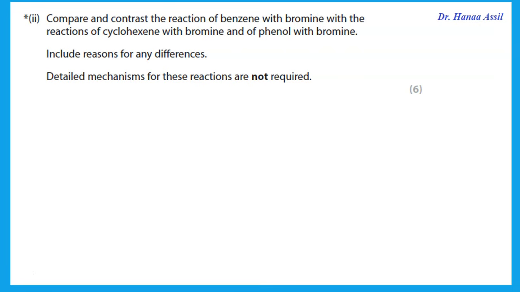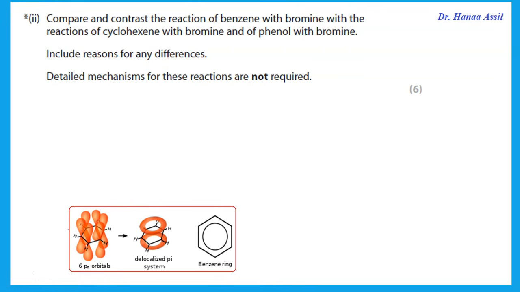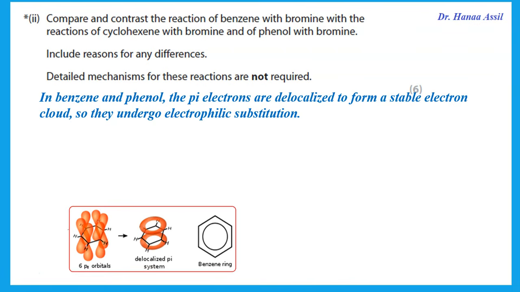Compare and contrast the reaction of benzene with bromine with the reactions of cyclohexene with bromine and phenol with bromine. Include reasons for any differences. Detailed mechanisms are not required. So basically we're comparing between the reactions of benzene, cyclohexene, phenol with bromine. So we should know that benzene has the pi cloud that is delocalized to form a stable electron cloud.